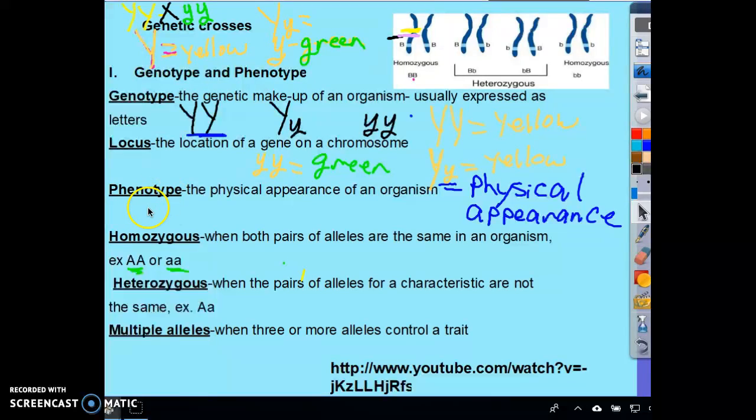The phenotype is the physical appearance. So today you are going to actually make a baby in here on paper, and you're going to combine.